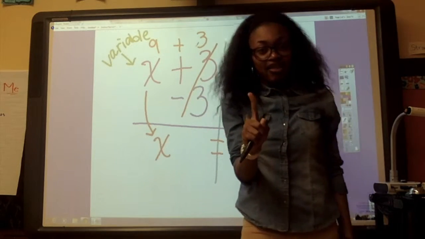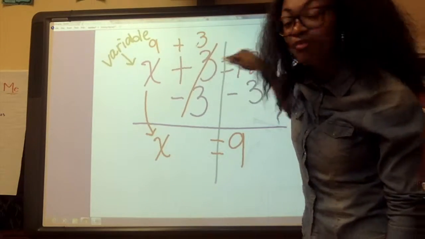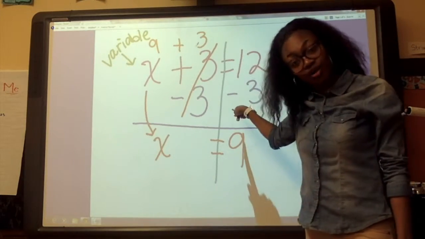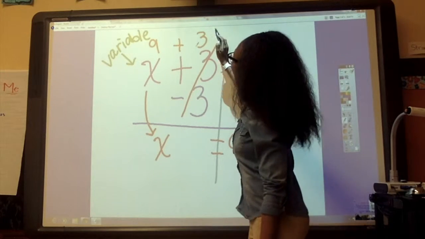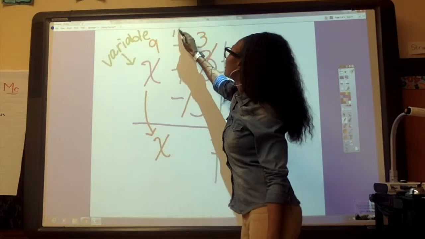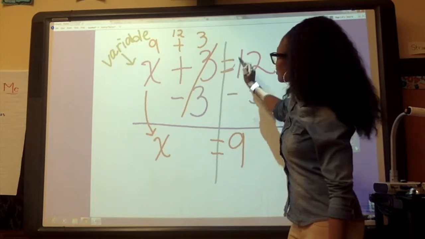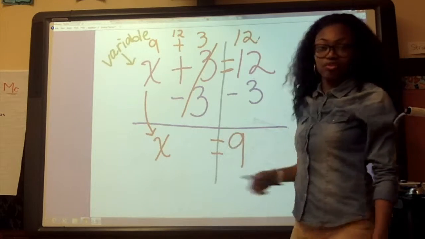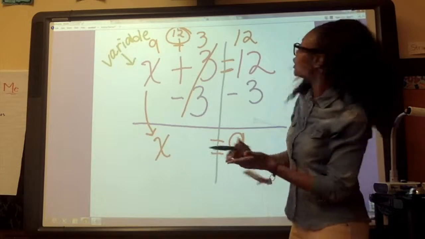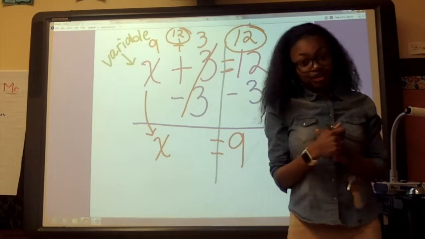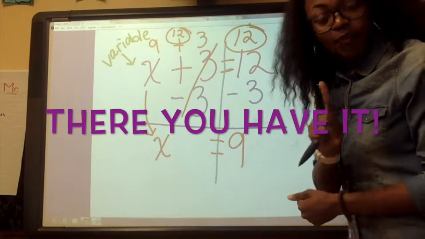Now before I do the math, just like an equation, I know that whatever I get on this left side, it better equal that right side or something went wrong. So I know that 9 plus 3 equals 12. We know we're correct when it does actually equal 12 on the right side. So whatever you have on the left side must always equal what you have on the right side. And there you have it. We just solved a one-step equation.